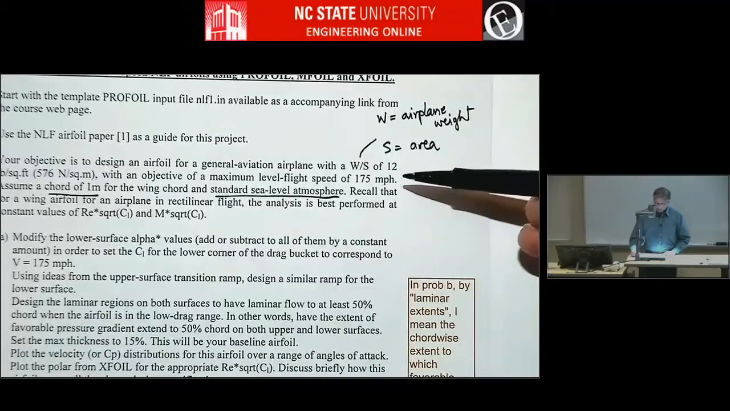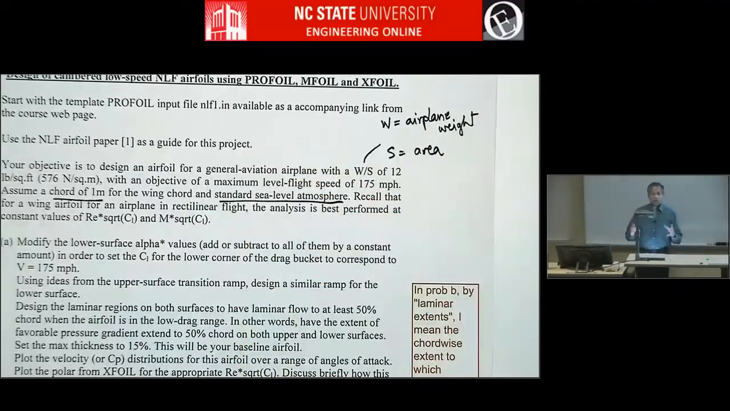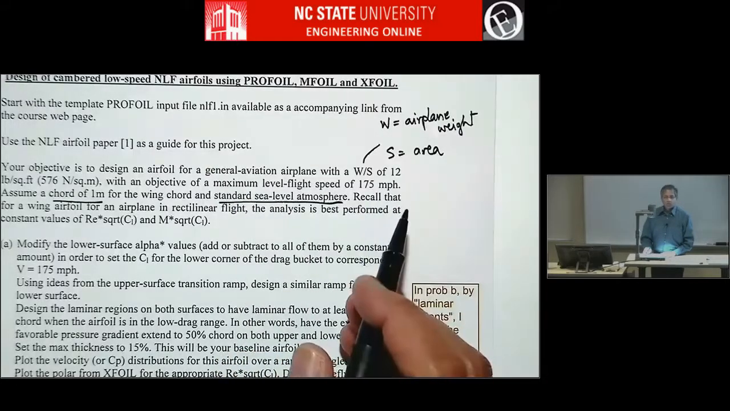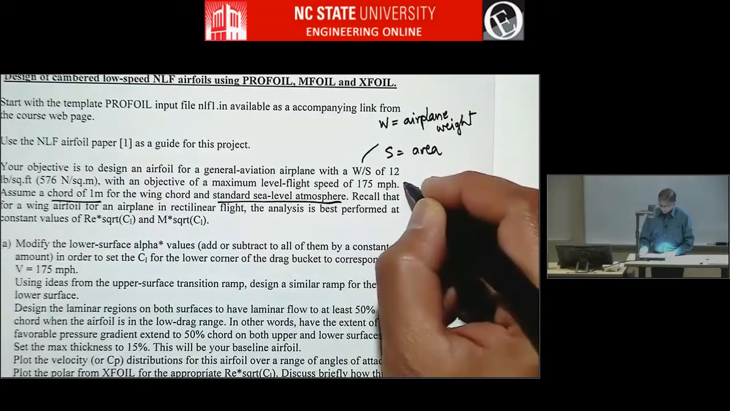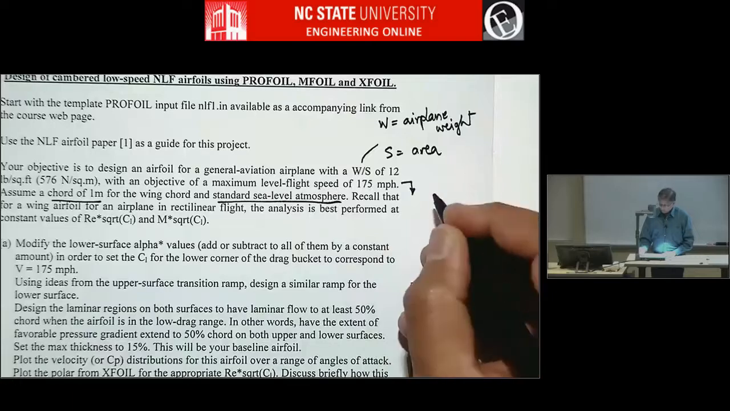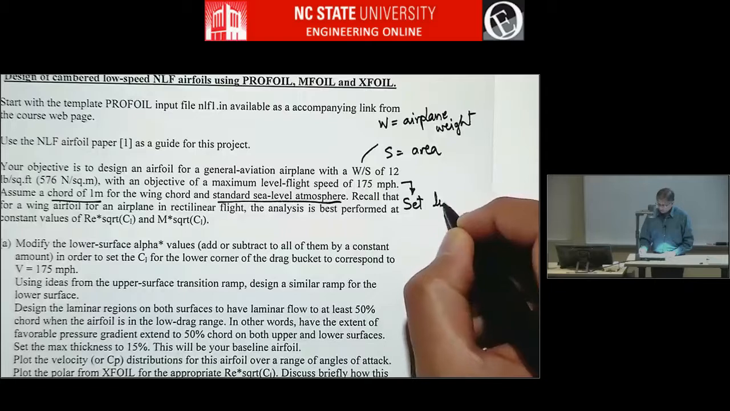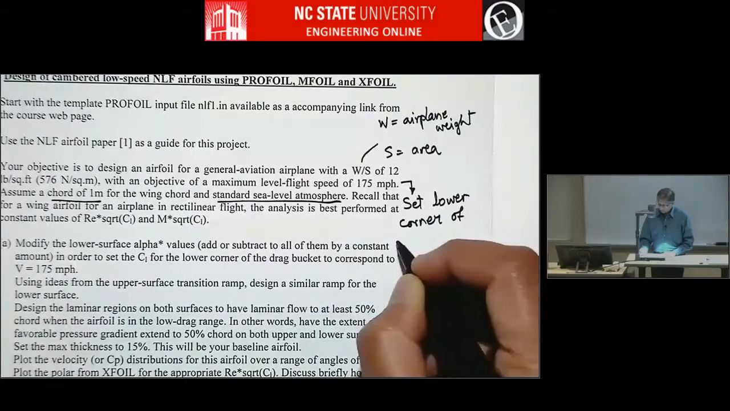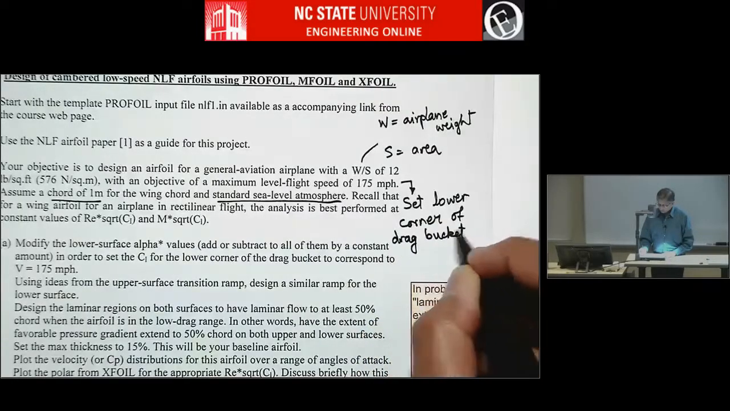The objective is to first take this NLF1 airfoil and create your baseline airfoil, which will give you a maximum level flight speed of 175 miles per hour. What this means is, set the lower corner of the drag bucket to this CL.